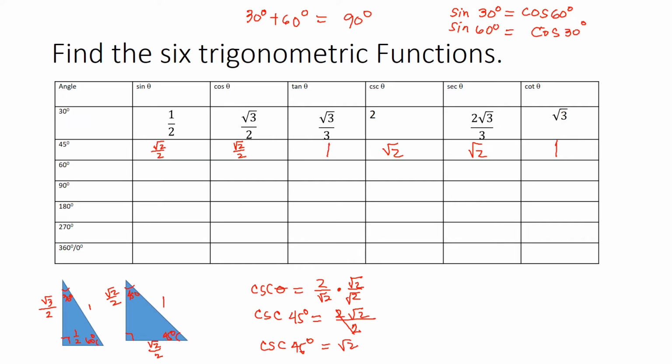And for tangent 30 degrees, we have that equivalent to the cotangent 60 degrees.